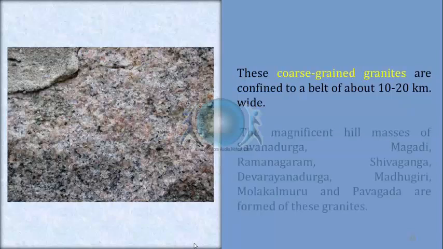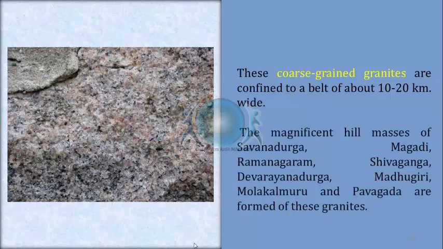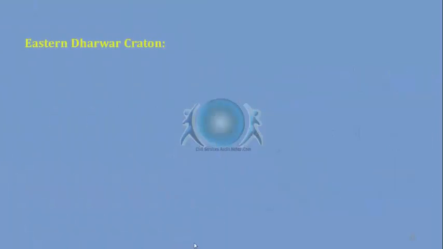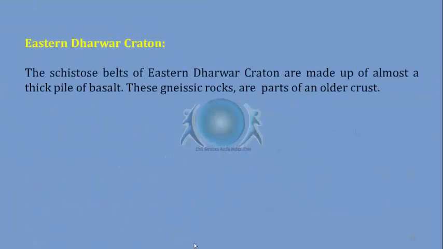The magnificent hill masses of Savanadurga, Magadi, Ramanagaram, Shivaganga, Devarayana Durga, Madhugiri, Molakalmuru and Pavagada are formed of these granites. Eastern Dharwar Craton. The schistose belts of Eastern Dharwar Craton are made up of almost a thick pile of basalt. These gneissic rocks are part of an older crust.